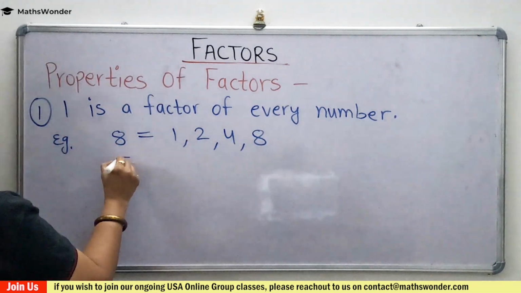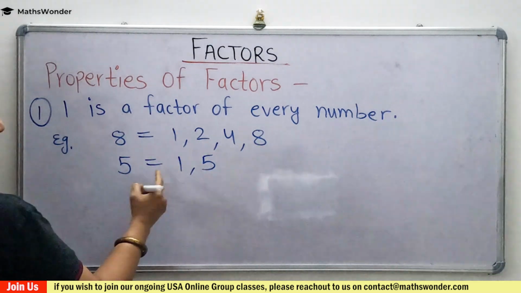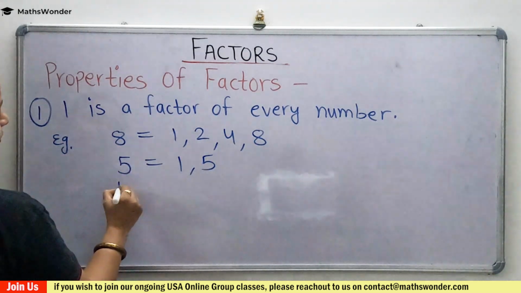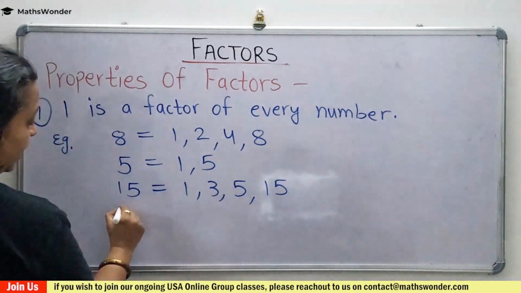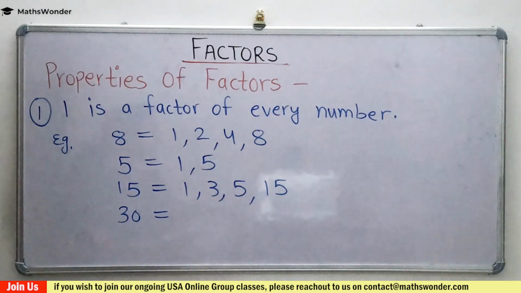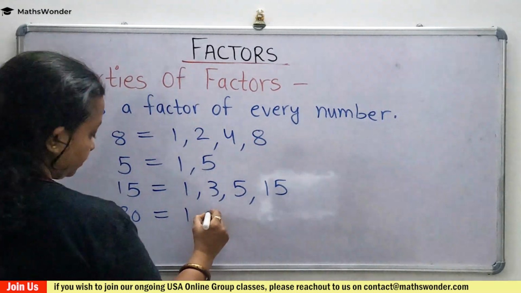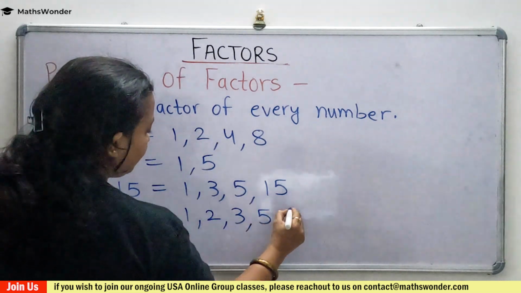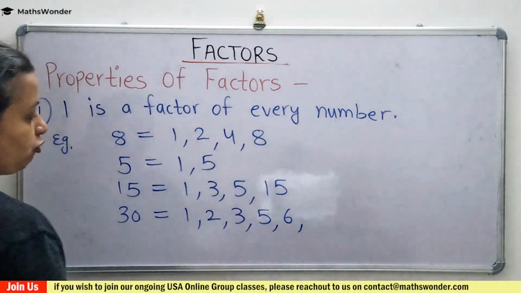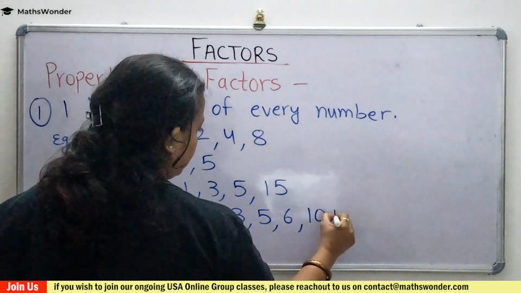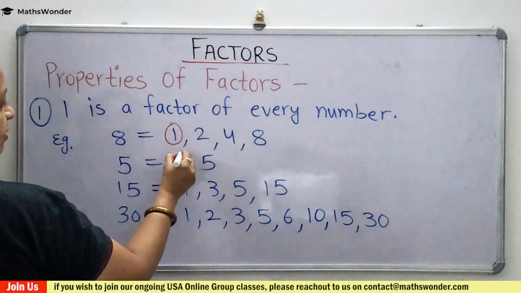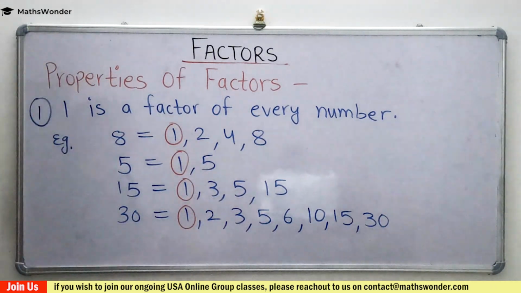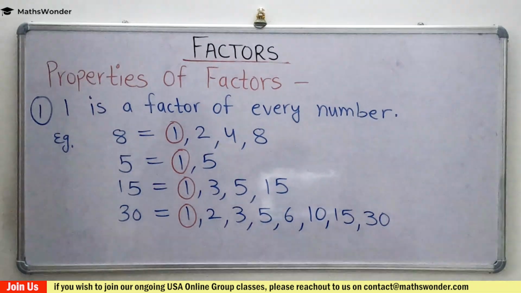Suppose we are finding the factors of 5. So 1, 5. See, 1 is here. When we find the factors of 15, as we have already done, 1, 3, 5, 15. And for 30, as we have already done, 1, 2, 3, 5, 6, 10, 15 and 30. So you can see here that 1 is a factor of every number. Understood the concept? Yeah, got it. So 1 is a factor of every number.